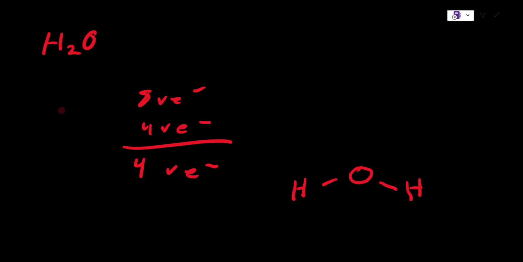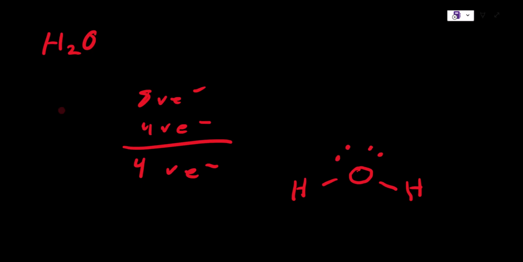So the only thing left to complete to reach an octet would be the oxygen. And we can see that oxygen only has 4 valence electrons. And we have 4 valence electrons to spend, so that works out perfectly. And we put lone pairs on the oxygen like this.